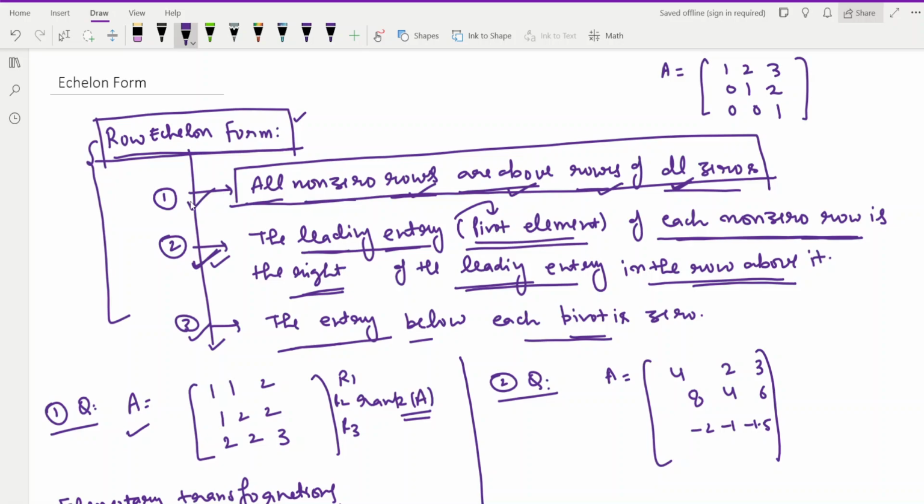So what is the first point? The first point is non-zero rows. All non-zero rows are above the rows of all zeros. Okay, so this is the first point.